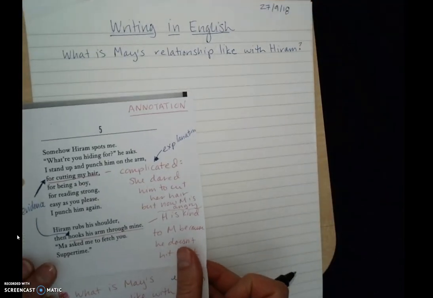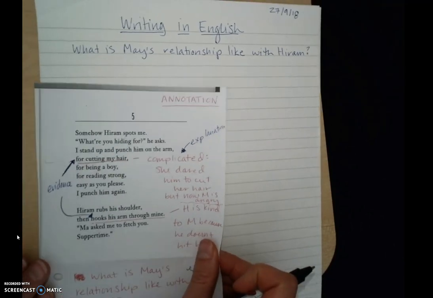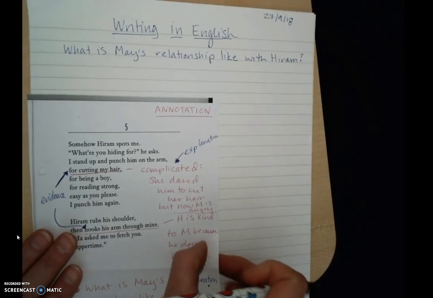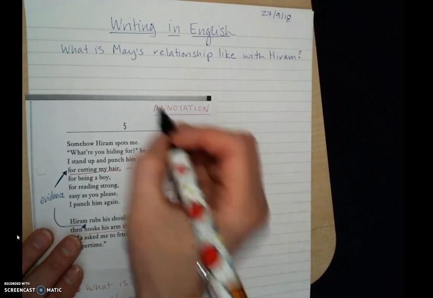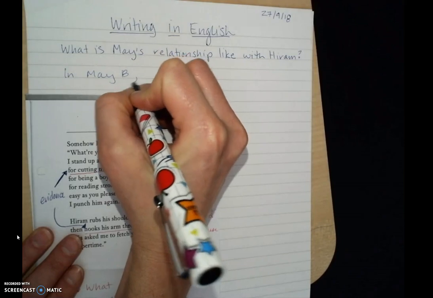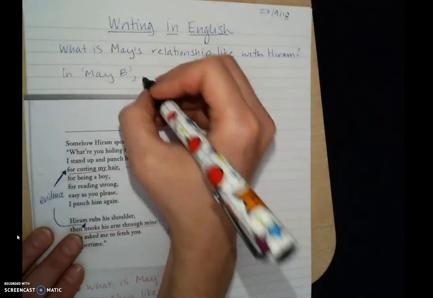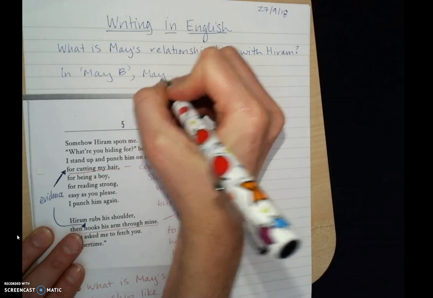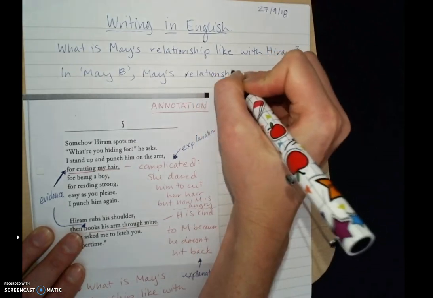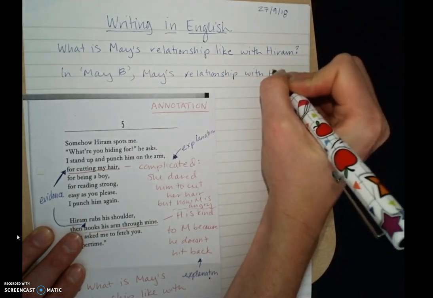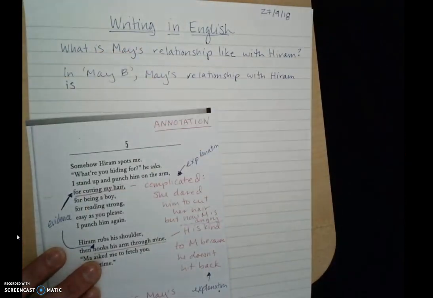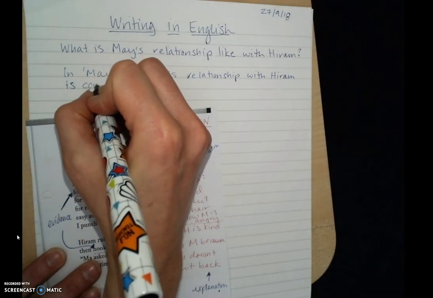So the first step I do when I'm writing a paragraph like this in English is I answer the question. So I like to echo or copy some of the language from the question to start off my paragraphs. I'm going to say, in "May Be," I'm going to put quotes around the title, May's relationship with Hiram is, and I'm going to take Julia's word to answer this question, complicated.